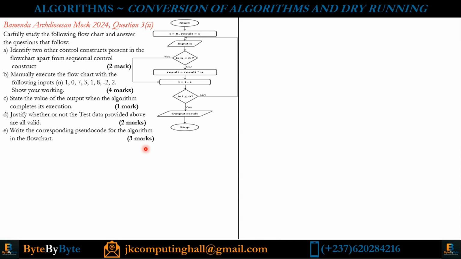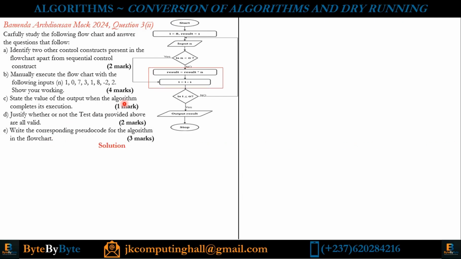Personally, this question A, every student is supposed to answer this question without even looking at the algorithm. Let me explain myself, dear student. Control construct, how many of them do we have? 3. And if they ask you to list 2 apart from sequential, it means the other 2 are obviously selection and repetition. But guys, let me show you.